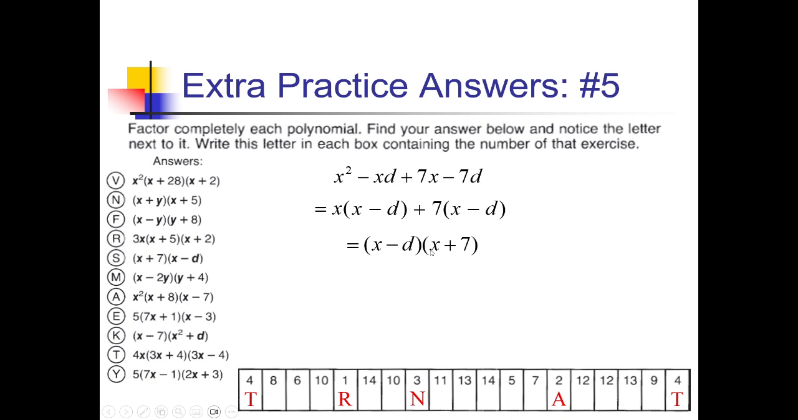And then we have leftovers of x plus 7 going into parentheses next to it. Let's see if I can find that now over here on the left. X plus 7, x minus d, there we go. We've got an s. That's going in number 5.